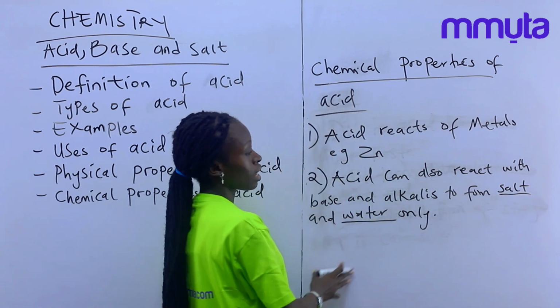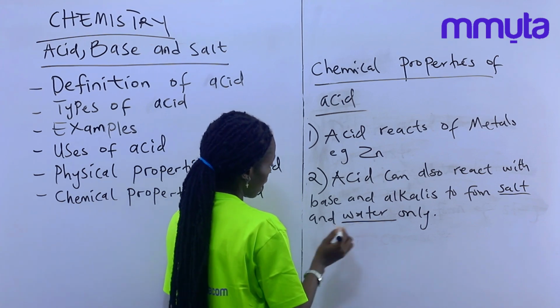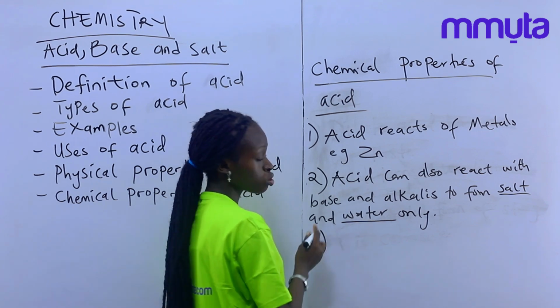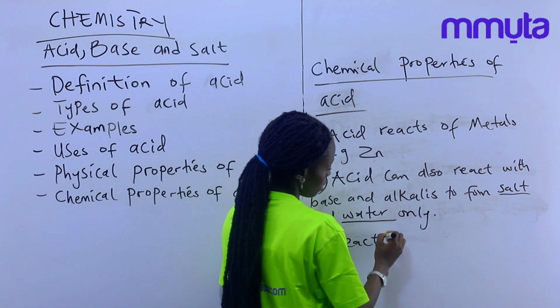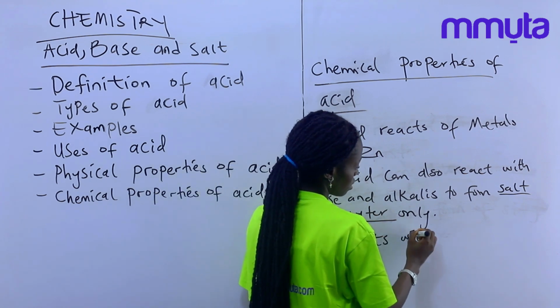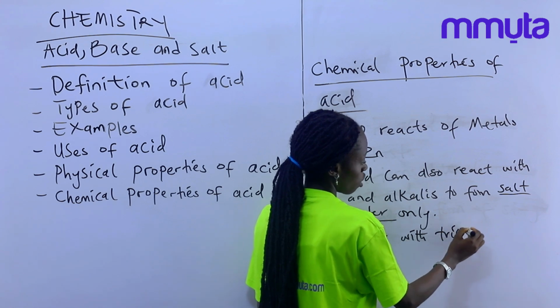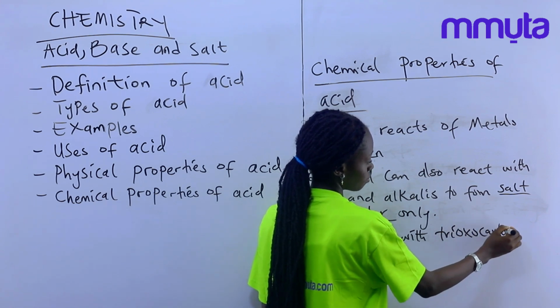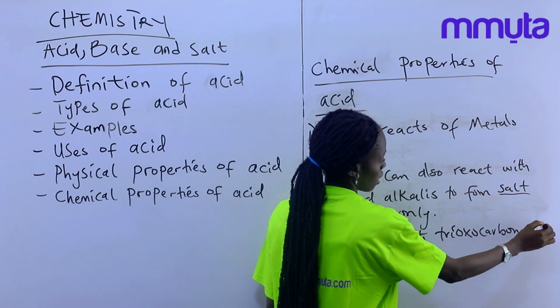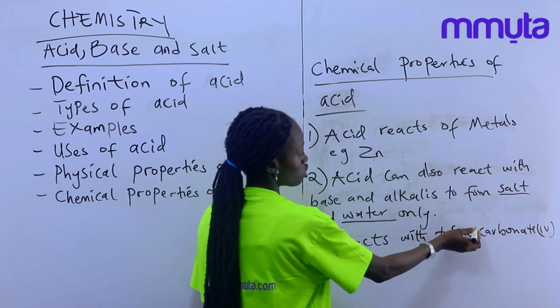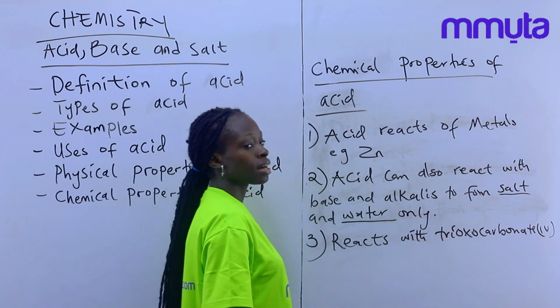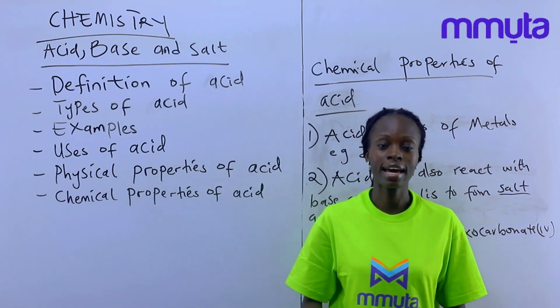Now the last chemical property of an acid that I'll be looking at is an acid can also react with, it reacts with trioxocarbonate(IV). Now these are just some chemical properties of an acid.